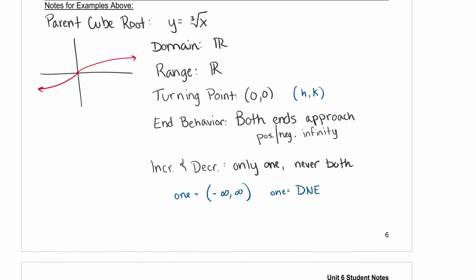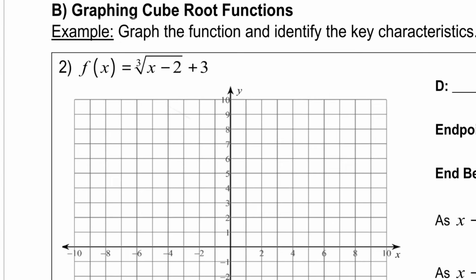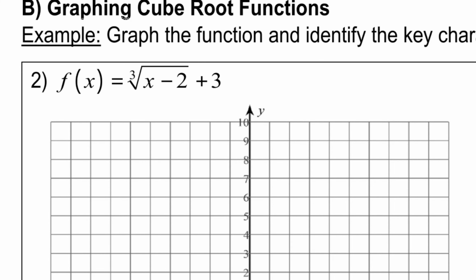So let's do this example up here. And you might like these a lot better. They don't take near as long. I mean, I don't really think the square roots do either once you kind of know what you're doing. So the first thing I'm going to do is label. We have H and K. So H equals positive 2. Remember, H flips. K equals positive 3.